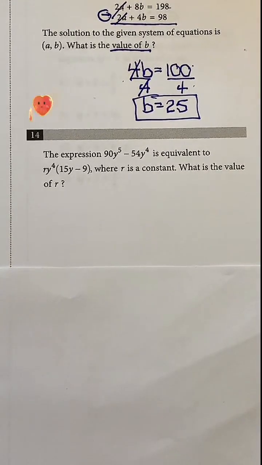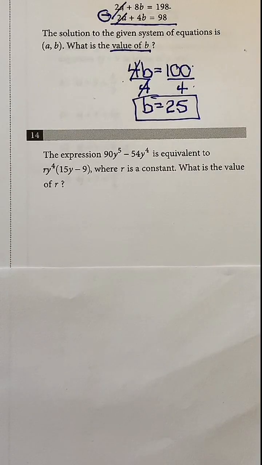All right, let's get with our last one. Okay, the expression 90y to the 5th minus 54y to the 4th is equivalent to ry to the 4th times 15y minus 9, where r is a constant. What is the value of r? And you're like, what? Let me read it again. So we got the expression 90y to the 5th minus 54y to the 4th. It's going to be equivalent to ry to the 4th times 15y minus 9. Okay, r is going to be a constant. They want to know what is r.